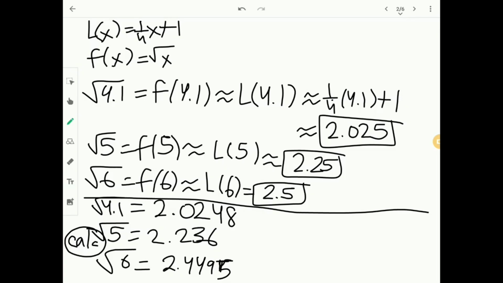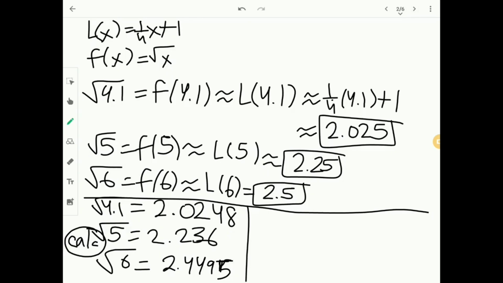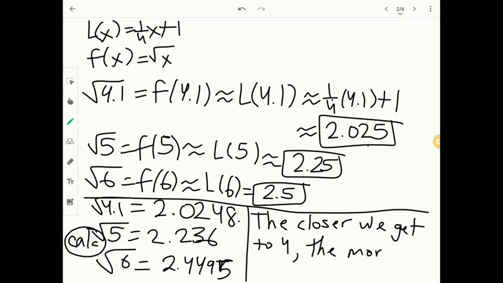Well, we see, and this is answering the second part because we've compared it with the estimates. Comment on the results. We see that the values that we're getting with the linear model are extremely close. 2.025, 2.0248, they're rounding errors. But one thing to notice here, the closer we get to 4 or any point that was given in the question, the more accurate the answer.